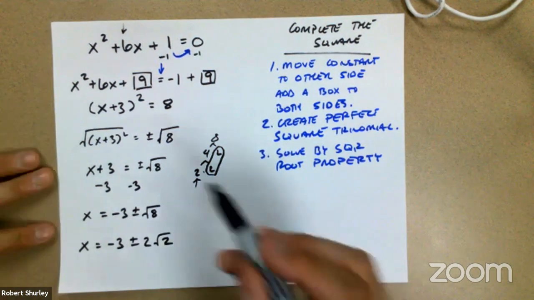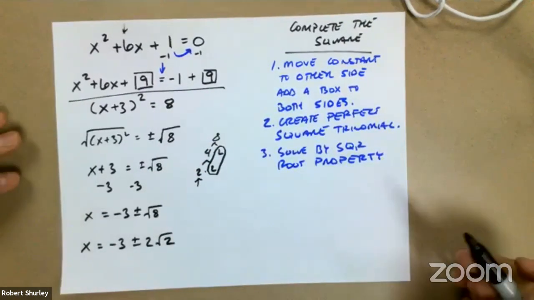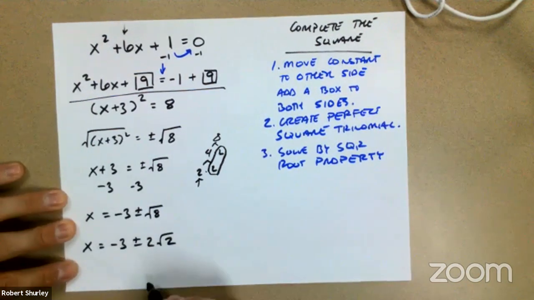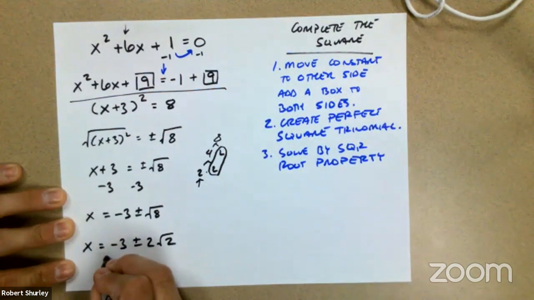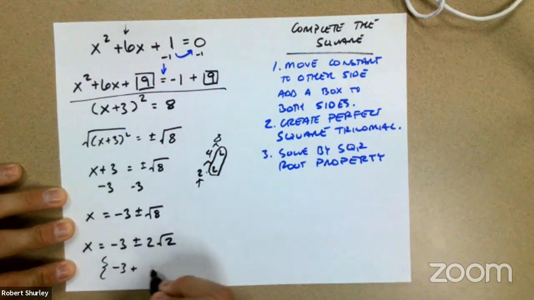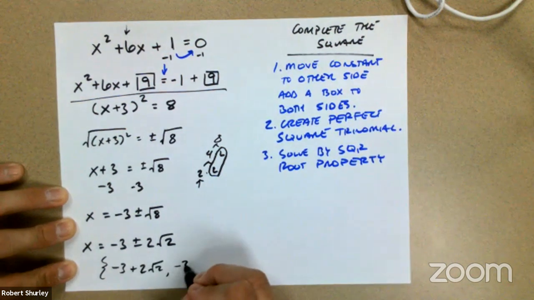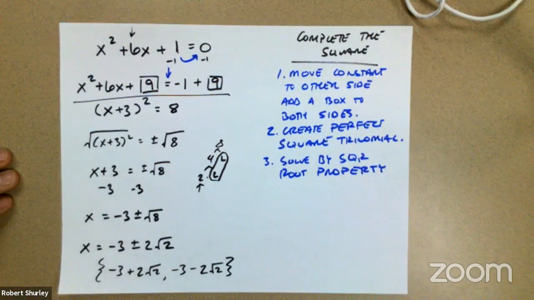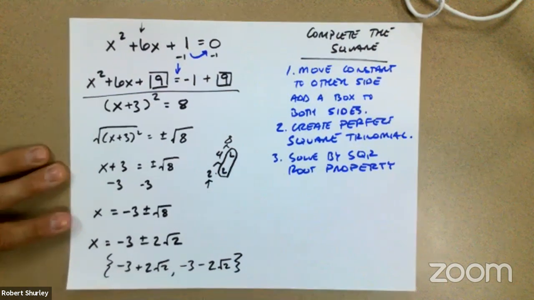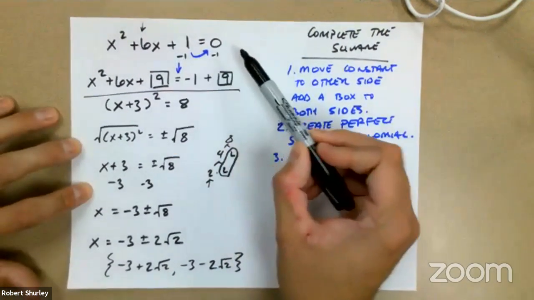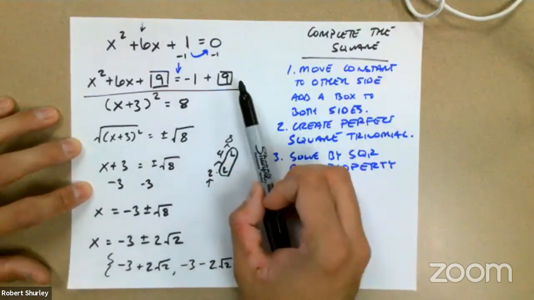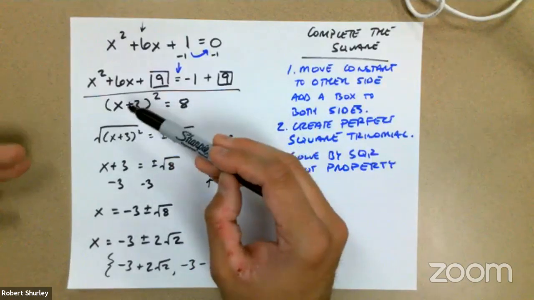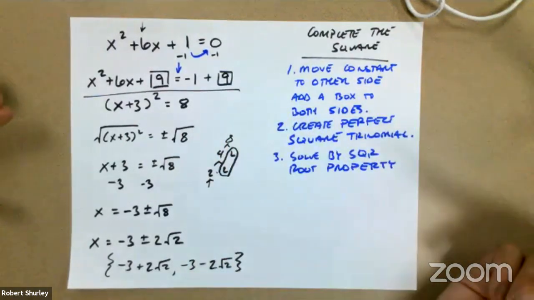So that's just like, from here down is just an example from the first 3 or 4 that we did. Now, I'm going to write it like the book does just because your homework's going to look like this. It's going to say -3 plus 2 square root of 2 and -3 minus 2 square root of 2. So move the constant to the other side. But when you do that, you've got to add a box on both sides. Then we're going to create the perfect square. So I'm going to think of the parentheses and then what's got to go in the box.